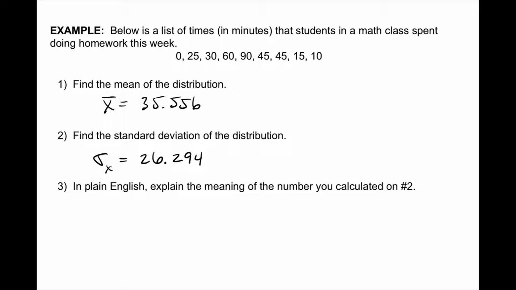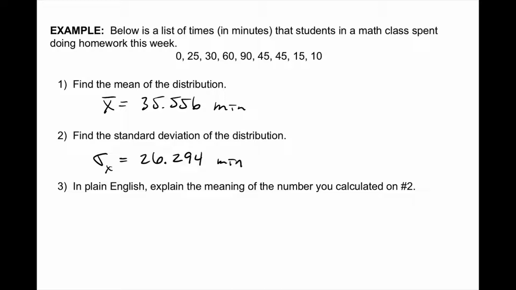Okay, so I have the mean up here and the standard deviation. Those are the numbers from the calculator. In plain English, now we're talking about minutes studying. The average time studied for these students, there's 9 students, is 35.556 minutes. I should label that minutes, right? That's how much time they spend studying on average.